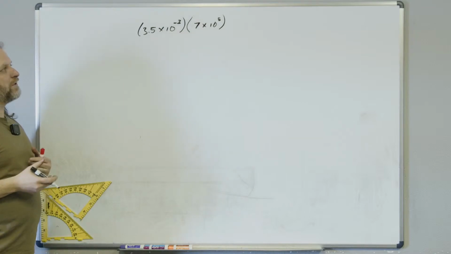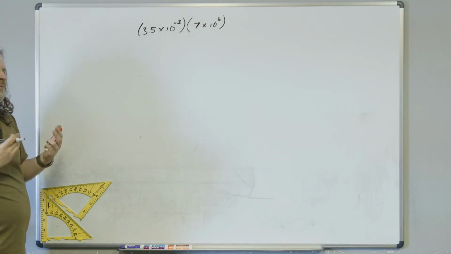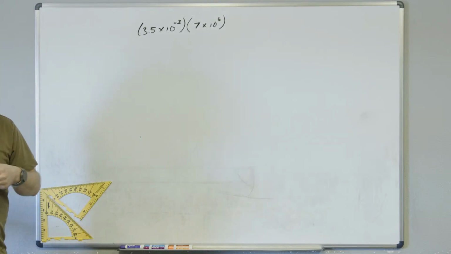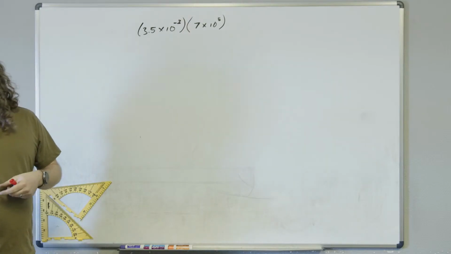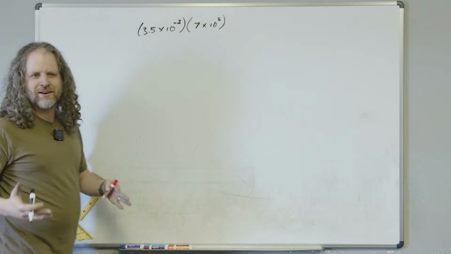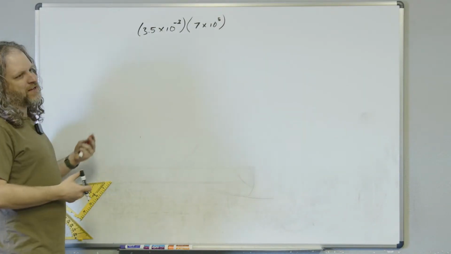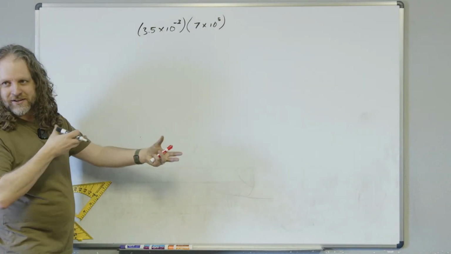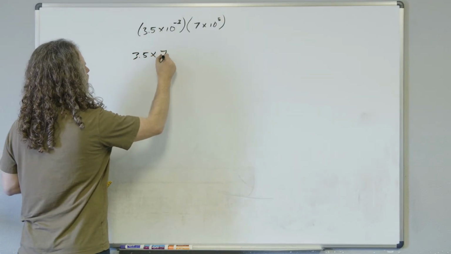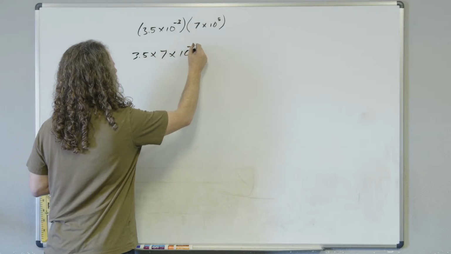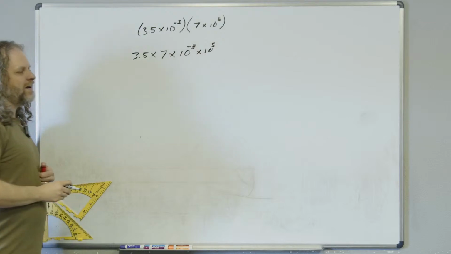Now, we know the commutative property works. I say it all the time. When I say words you don't know, you should ask, what's the commutative property? Commutative property means if we have a bunch of stuff multiplied, we can rearrange it, right? So we can turn this into 3.5 times 7 times 10 to the negative 3 times 10 to the 5th.